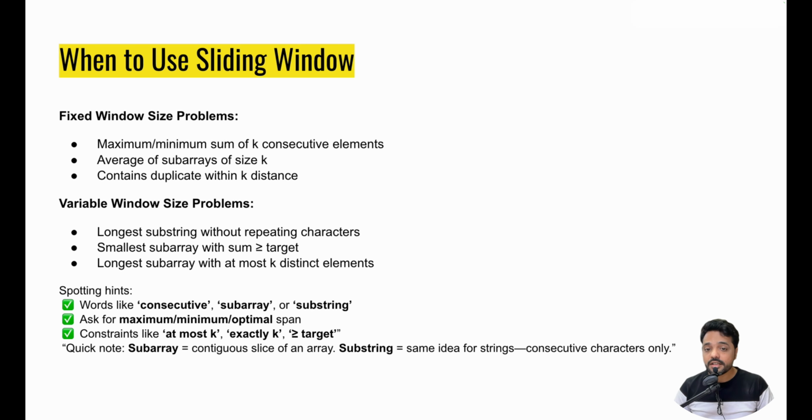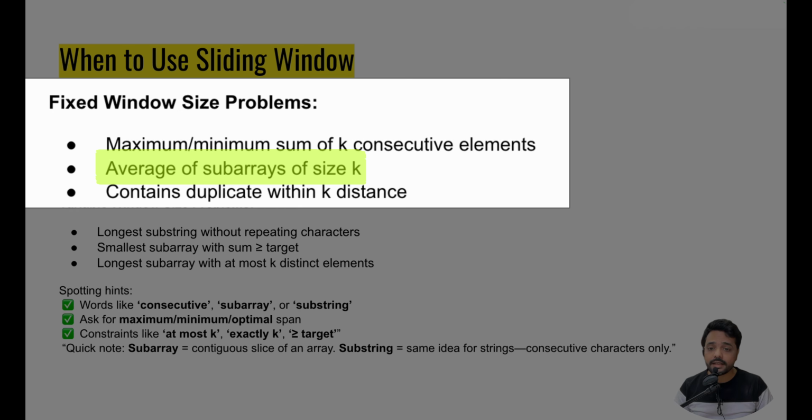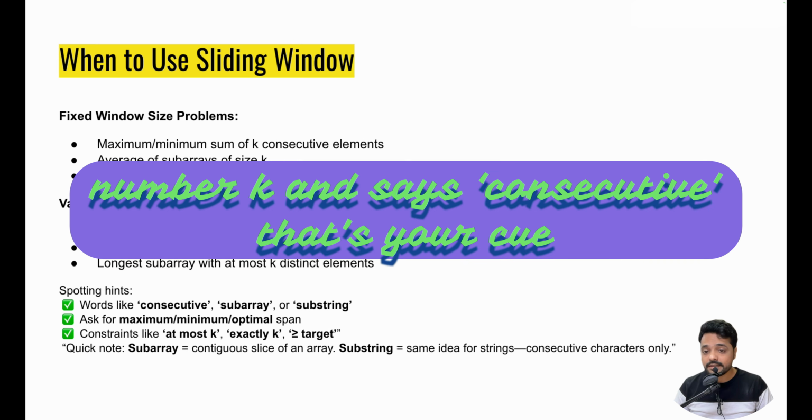Here's your cheat sheet for recognizing sliding window problems. Think of two buckets, fixed window and variable window. For a fixed window, the window size is given as k. Examples you will see are maximum or minimum sum of k consecutive elements, average of subarrays of size k, contains duplicate within k distance. If the challenge hands you a number k and says consecutive, that's your cue.